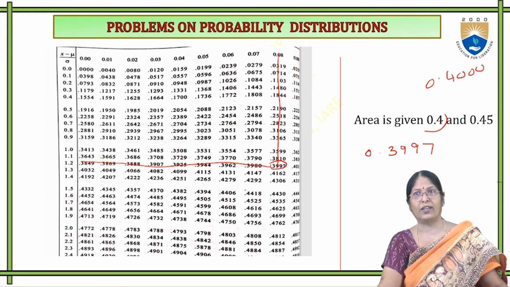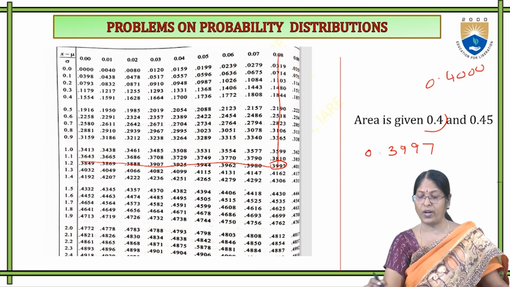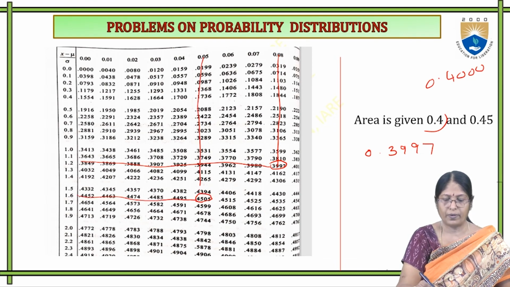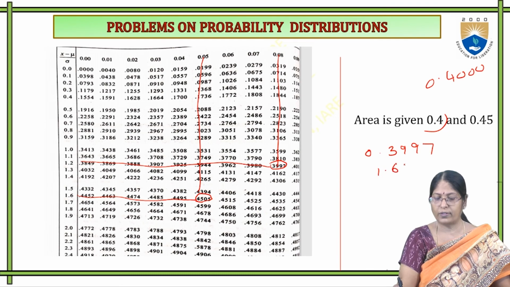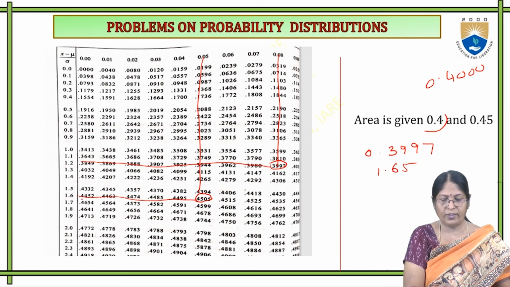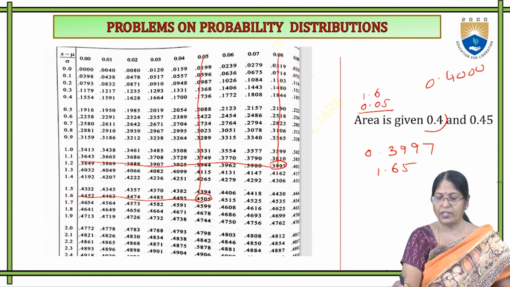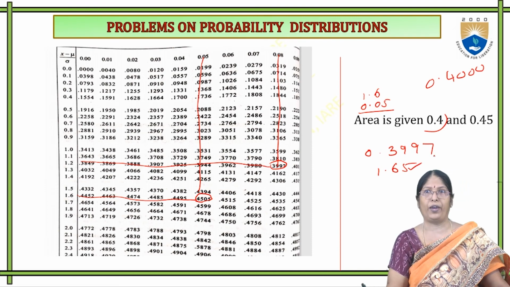1.28, which is selected. Now the next one is 0.45. Here we have to search this point. You can see it, I am drawing a line. 1.65. 1.6, here you add 0.05. It's nothing but 1.65.